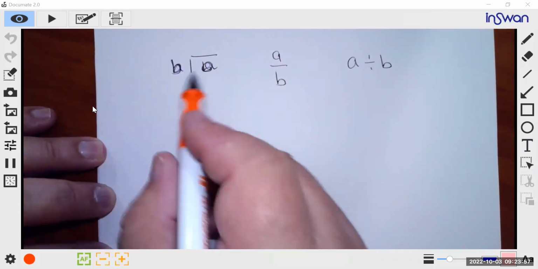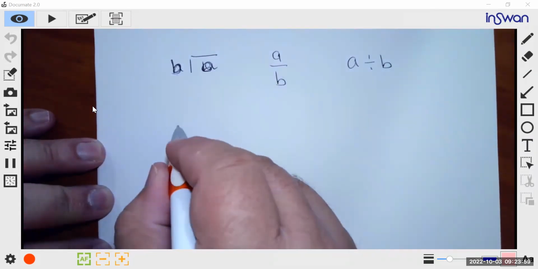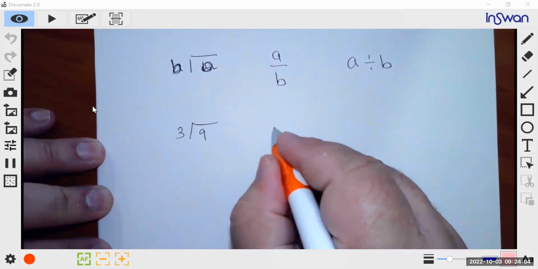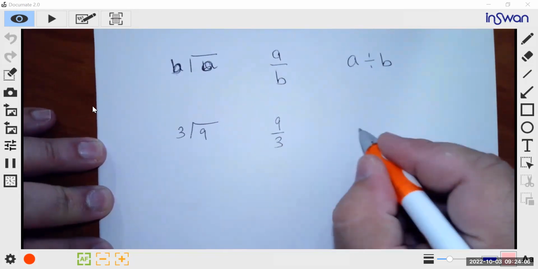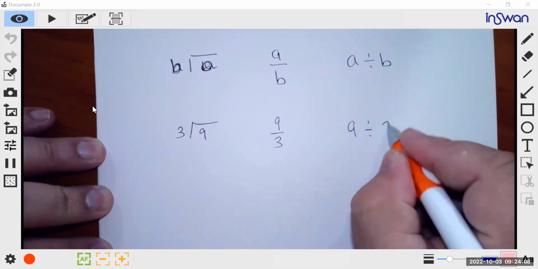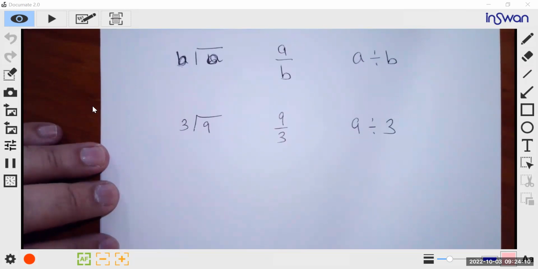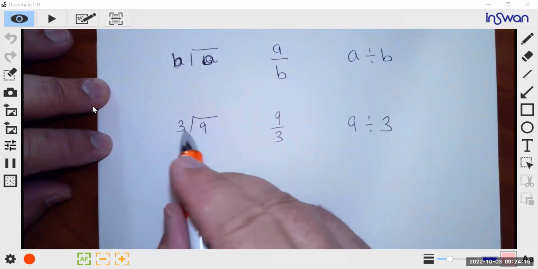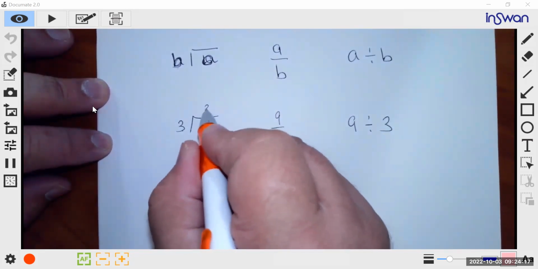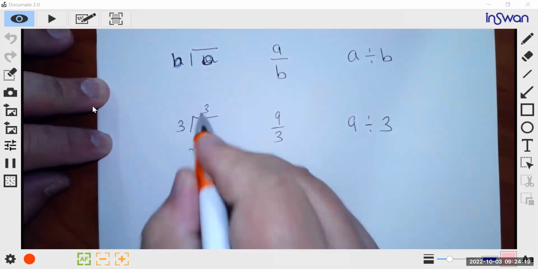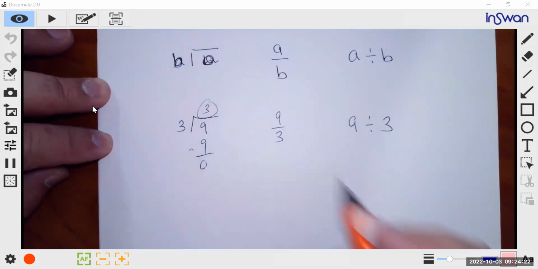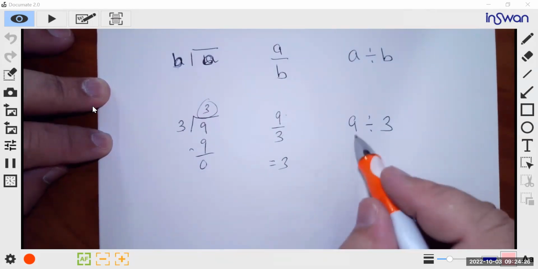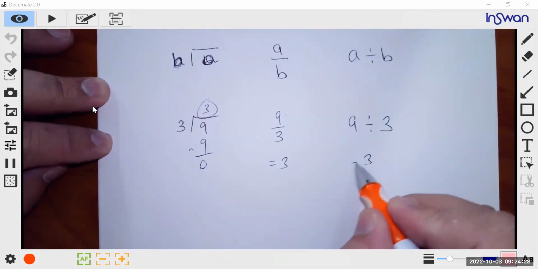So no matter which way, remember, these could be numbers. So all A and B could be numbers. 3 goes into 9 3 times. 3 times 3 is 9, 0. So there's your answer, equals 3. 9 divided by 3 is 3.